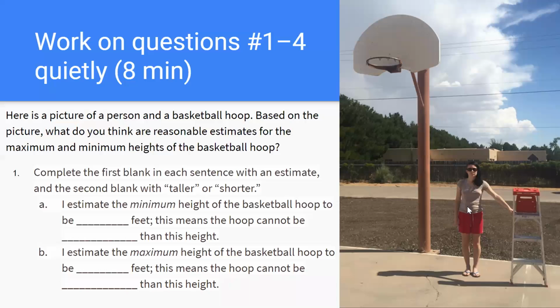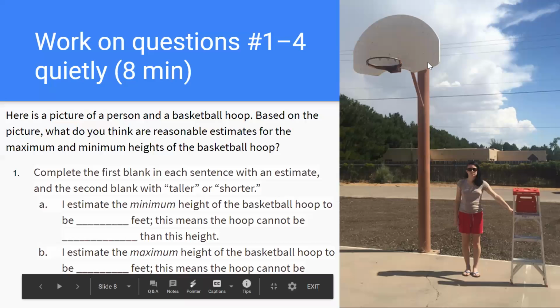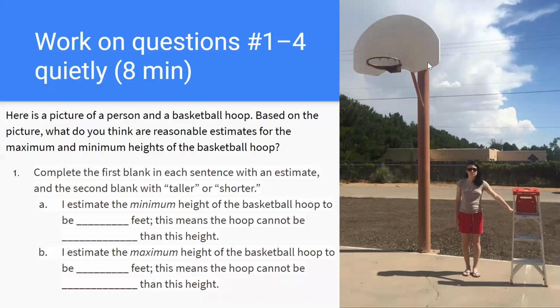And now I'm thinking that this woman's probably about 5 feet tall. And a basketball hoop looks like it's almost 2 of her. So I'm going to say that the minimum height for this basketball hoop, and I'm going to take some off because I could be wrong. She could be shorter than 5 feet. So I'm going to say the minimum height for this basketball hoop would be 8 feet. And I'm actually going to type that in right here, 8 feet.